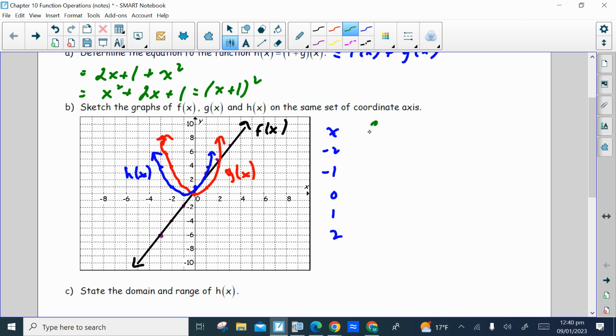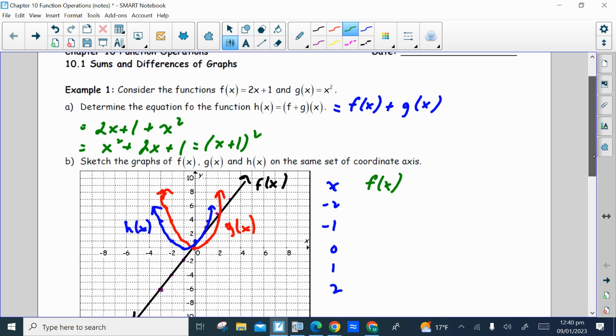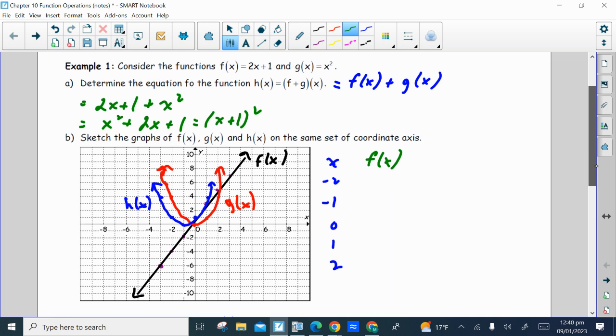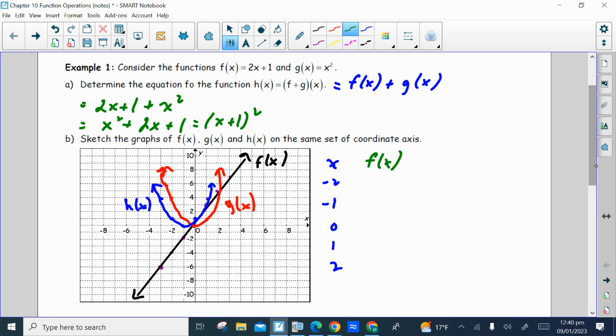If we take the y values for each of these graphs, the first graph was f at x. We didn't use a table of values to graph it, we used slope-intercept form, but we also could have used this table of values. When x is -2, and I let x equal -2 in the equation 2x plus 1, 2 times -2 is -4, plus 1 is -3.